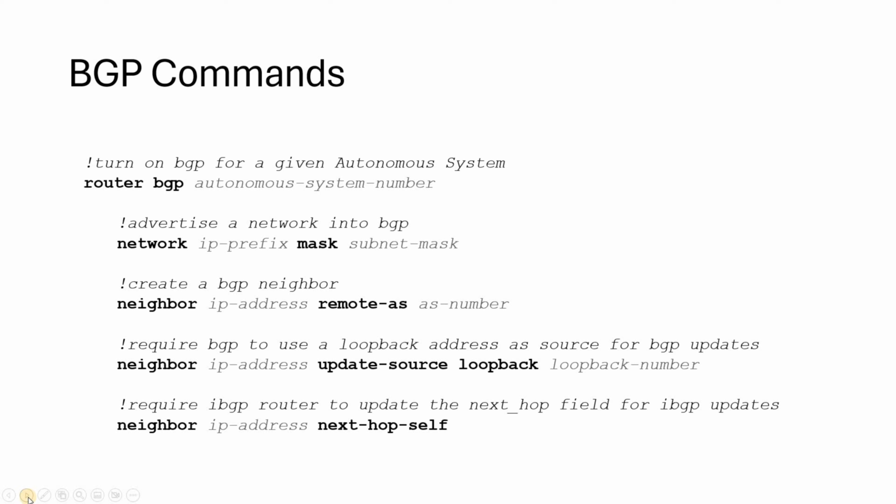Now to configure a BGP neighbor, we're going to have to do that statically, so we'll use the command neighbor, followed by the IP address, followed by remote-as and the AS number. And if we want to use BGP to configure a loopback address for BGP updates, the command is neighbor followed by the neighbor IP address, and then the command update-source loopback followed by the loopback number.